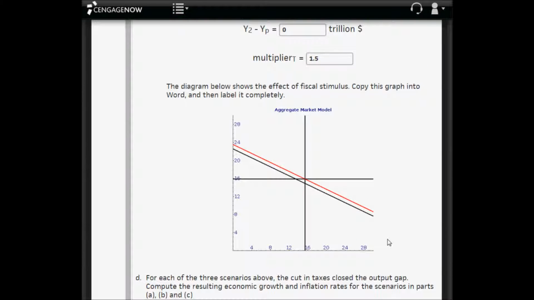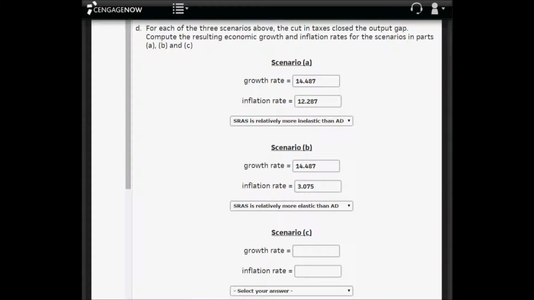This diagram is identical to the one in Excel, but it also includes the initial aggregate demand. So we have initial aggregate demand, final aggregate demand that results from the tax cut, and it intersects long-run aggregate supply and short-run aggregate supply. In Part D, we have to calculate the economic growth rate and inflation rate for scenario C. We also have to choose that short-run aggregate supply is perfectly elastic.